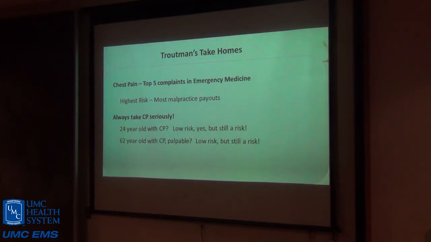So the take home. So chest pain. Who in here has not seen chest pain, right? Big complaint. That's one of the top 5 that we encounter in emergency medicine. It's also the highest risk. In emergency medicine, the most payouts malpractice-wise are because of chest pain. And the most common of those are missed dissections and missed ACS. So whenever we see that patient and we discharge them and they go home and they have the big one the next day, or they are found dead because they had a heart attack and we missed it. So very important. So we always have to take it seriously.